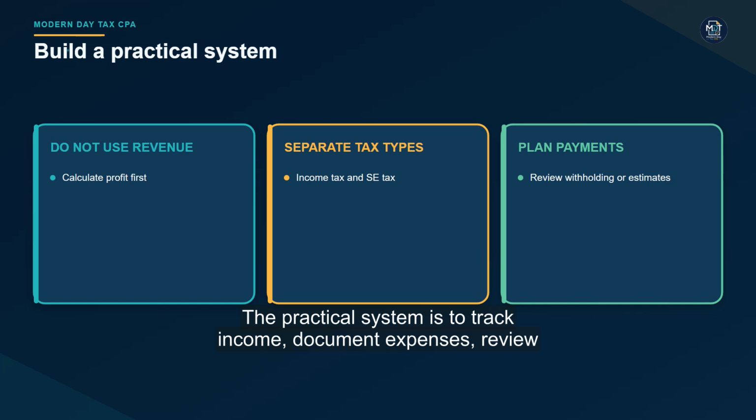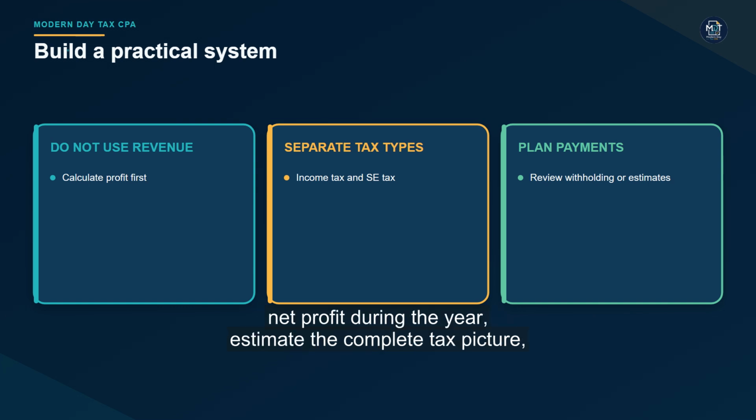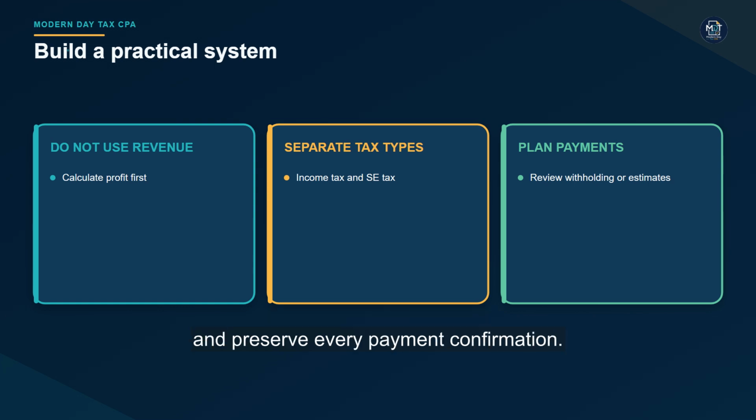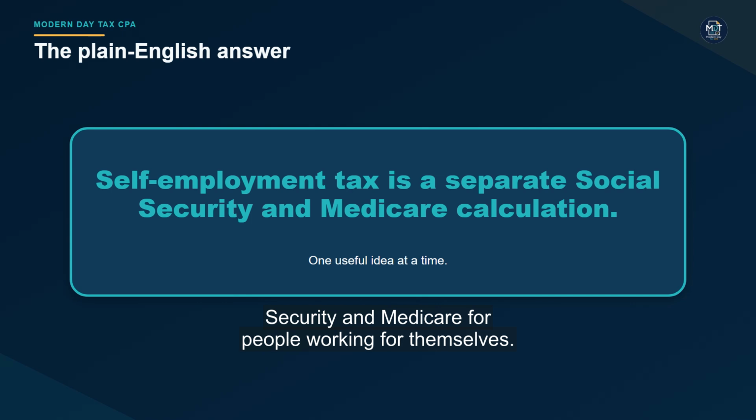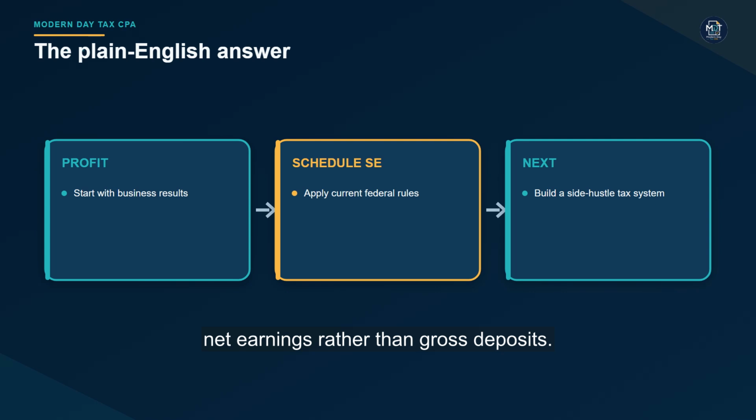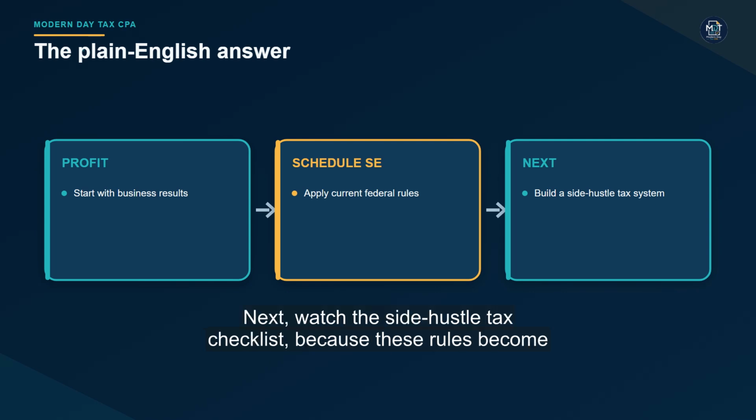The practical system is to track income, document expenses, review net profit during the year, estimate the complete tax picture, and preserve every payment confirmation. So the plain English answer is this. Self-employment tax generally funds Social Security and Medicare for people working for themselves. It is separate from income tax and generally relates to net earnings rather than gross income.